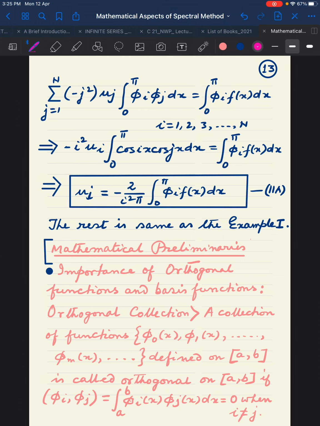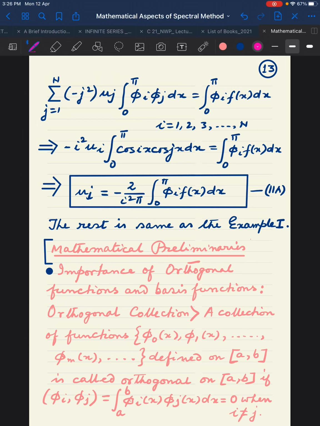Now I will take 2-3 minutes more to give you some idea about the mathematical preliminaries. Maybe some of you remember that, some of you don't. So let me help you to recall these results. The importance of orthogonal functions and basis functions.